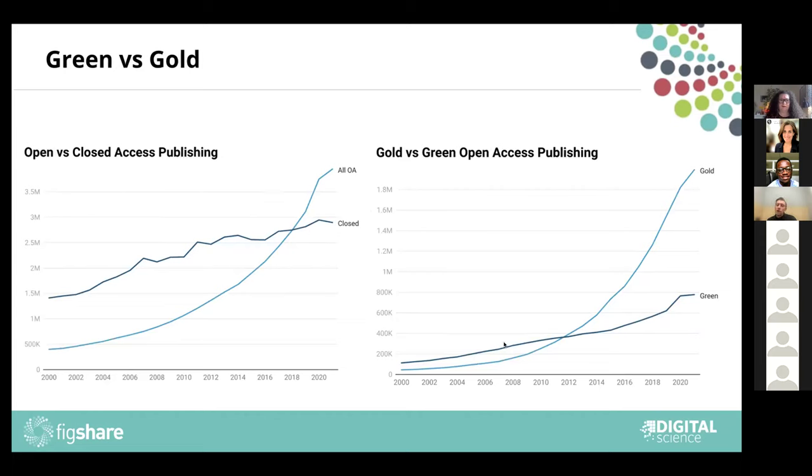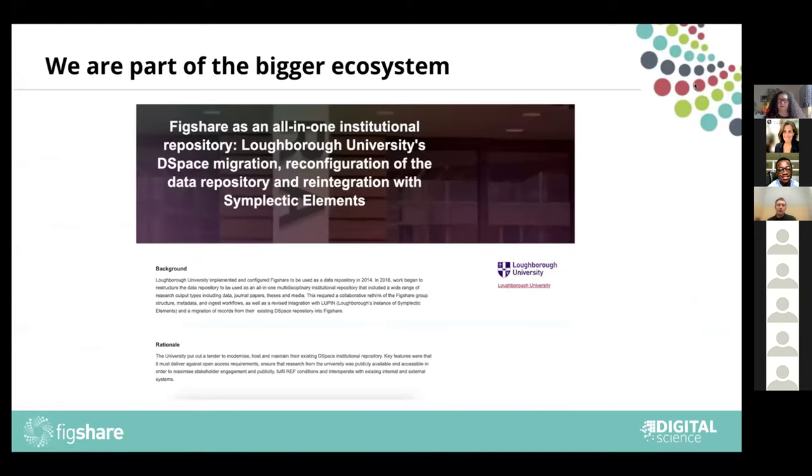And what I'd like to see more of is green open access. Gold open access is where you pay to publish. Green open access is also open to everybody, but it's open by me making a copy of that paper available in my institutional repository. And you can see there's a lot more gold open access than green open access. I really think repositories can help us make a much more equitable way of making papers openly available.